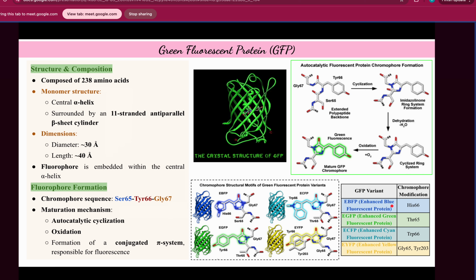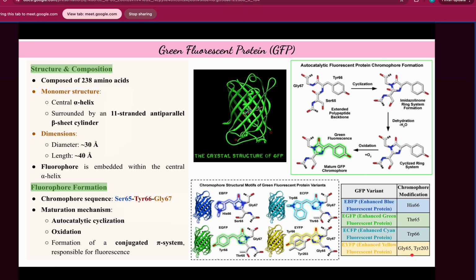In the case of EBFP, the enhanced blue fluorescent protein, if we modify the 66th position, so in place of tyrosine, we add histidine, then instead of emitting green color, it will emit blue color. If we make the modification at the 65th position, so instead of serine, we add threonine, we can enhance the intensity of GFP. That is known as enhanced green fluorescent protein, so efficiency is enhanced. Similarly, if at the 66th position, instead of tyrosine, we add tryptophan, it will give the cyan color. That will form an enhanced cyan fluorescent protein.